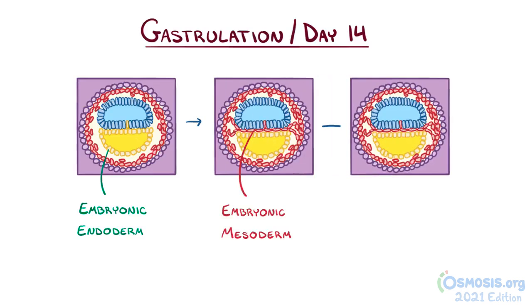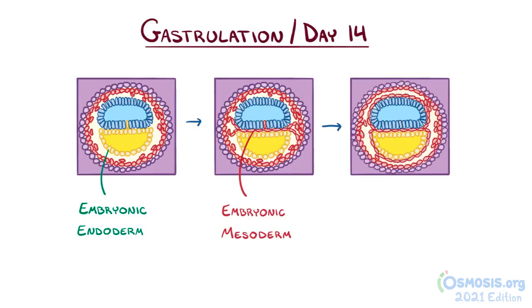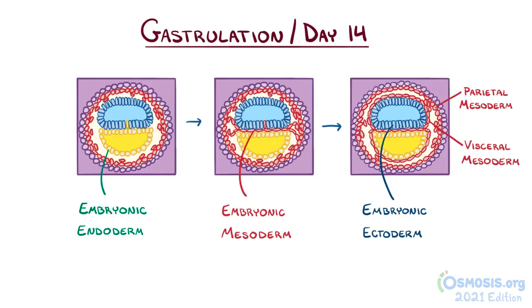The extra embryonic mesoderm also divides into two layers, the parietal mesoderm and the visceral mesoderm. Finally, the epiblast cells that don't dive into the groove at all form the embryonic ectoderm layer. So we end up with a three-layer disc called the trilaminar disc, with the ectoderm, mesoderm, and endoderm layers. These cell layers, called the germ layers, are multipotent, meaning that they can differentiate into any tissue or organ.